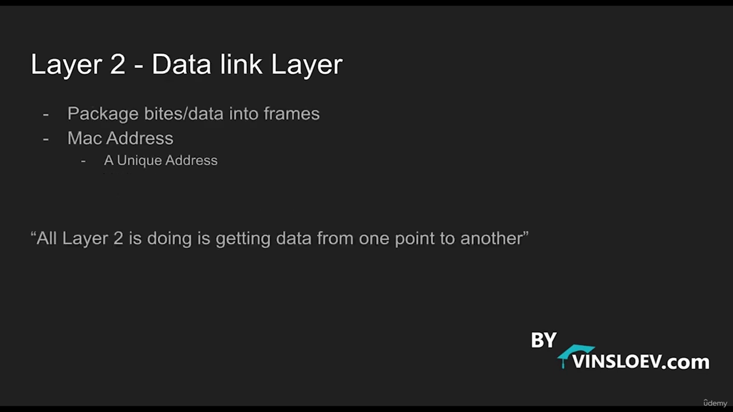Then we have layer 2, which is the data link layer. This is where we package our bytes into frames, and it is also in this layer that we have the MAC addresses on our computer, which is a unique address that is hard-coded into your network card. Compared to an IP address, which you can change whenever you want, you cannot change your MAC address. You can do MAC address spoofing, but that is a totally different thing. So layer 2 is where we are using MAC addresses if we are going to communicate.